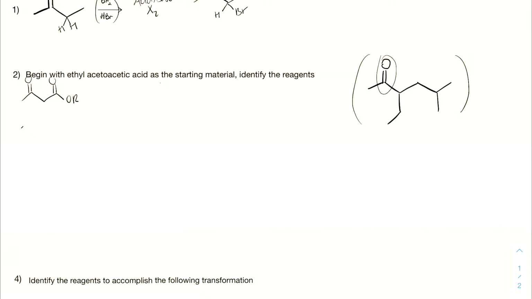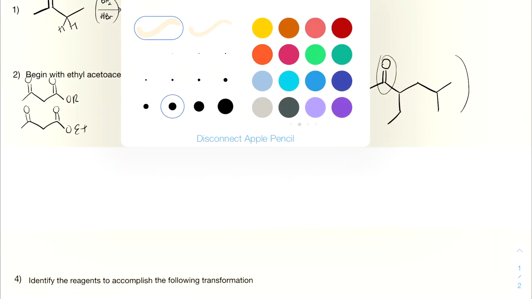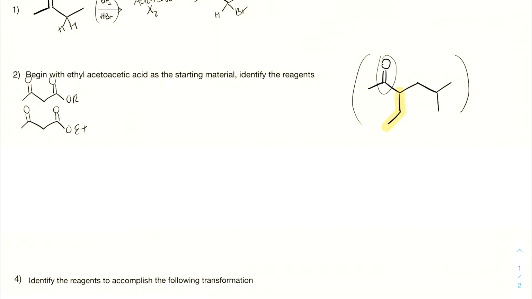And for the purpose of this question, I'll make my R an ethyl group, just to make things a little easier. Okay, and so what I want to know is how do I add this R group as well as this R group right here? And keep in mind, this is the alpha position. So I know that 2 alpha hydrogens got replaced by these 2 R groups. So let's start with the yellow one first.